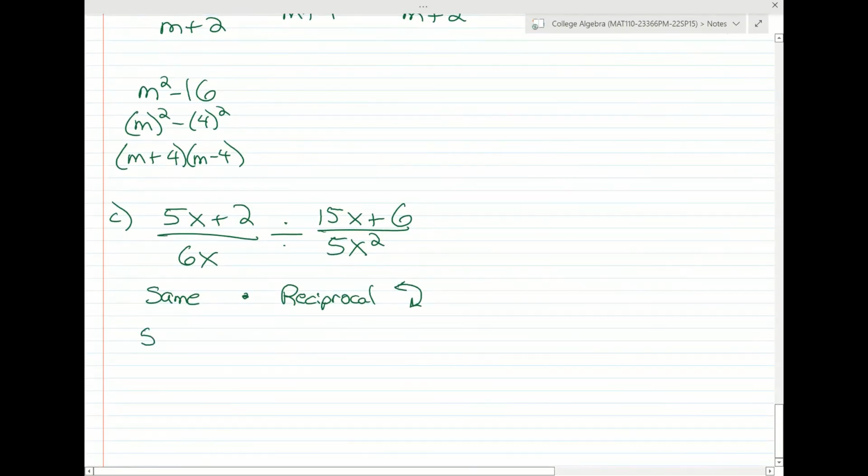This is just going to turn into 5x plus 2 times... Oh, you know what? You can. I'm sorry, I didn't see that. I want to do that first. Thank you. When we go to factor this, absolutely. I'm sorry I missed that. Plus 2 over 6x. And we could absolutely factor out a 3 from the top right here. And if we did that, we get 5x plus 2.